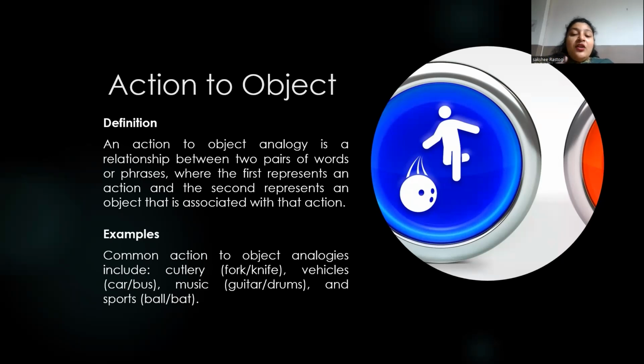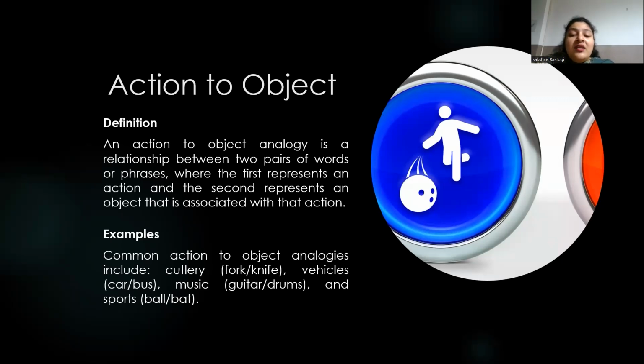Cut is to scissor and glue is to paste. Teach is to student and coach is to team. Design is to software, build is to house. So in each example, the action, cook, type, plant, etc., is related to the object that is affected by that action: recipe, keyboard, seeds, etc.